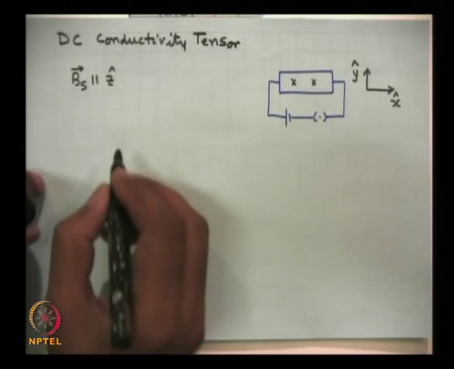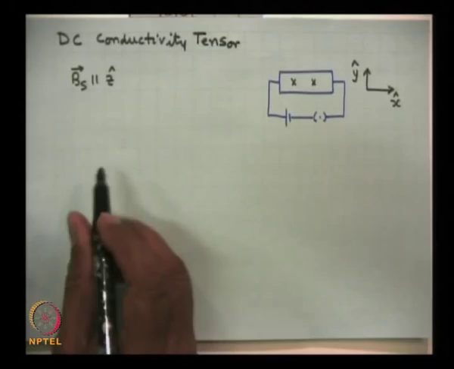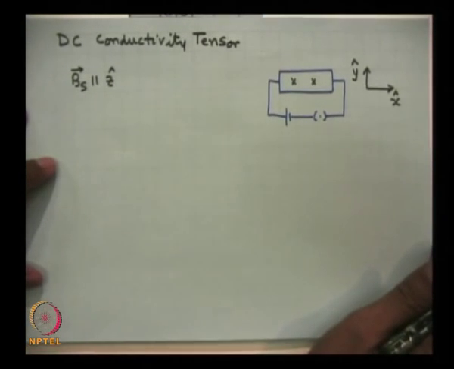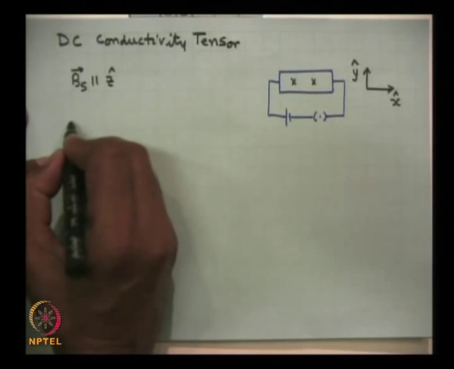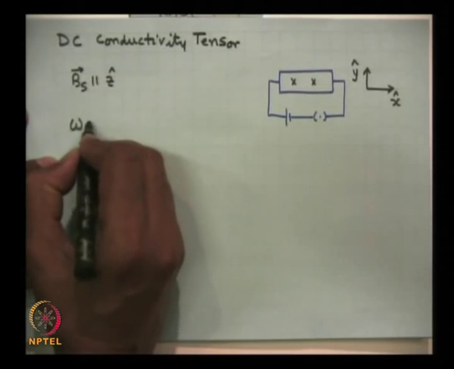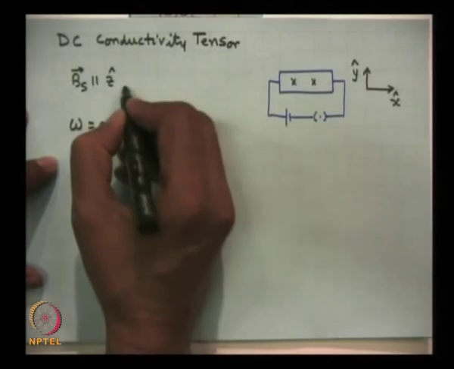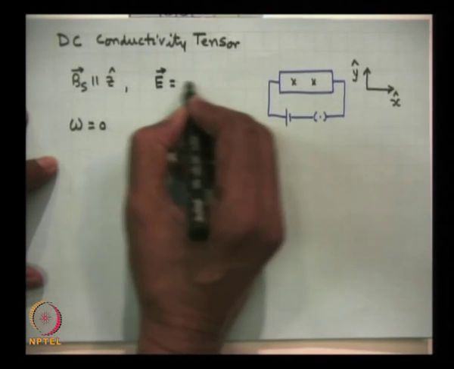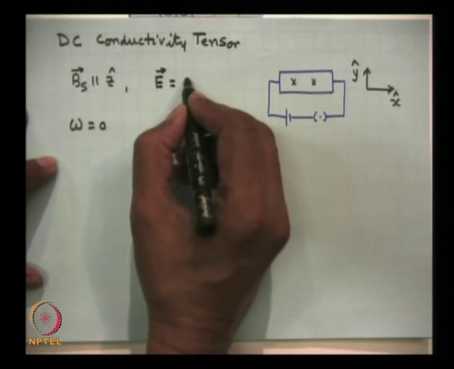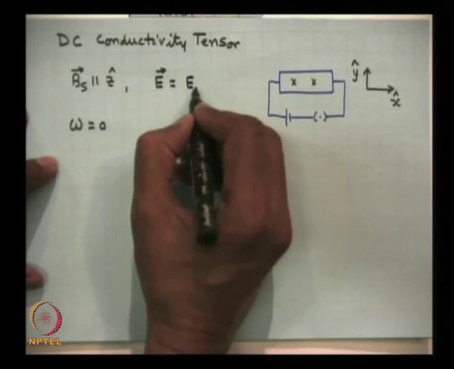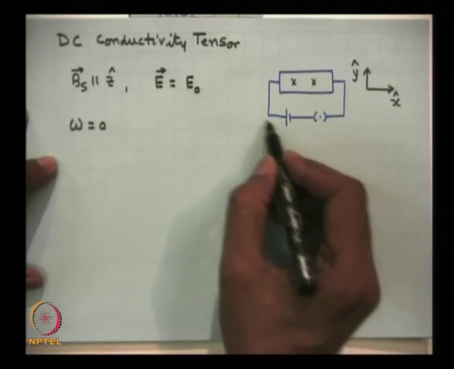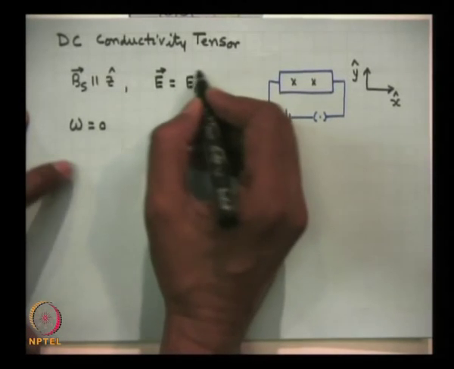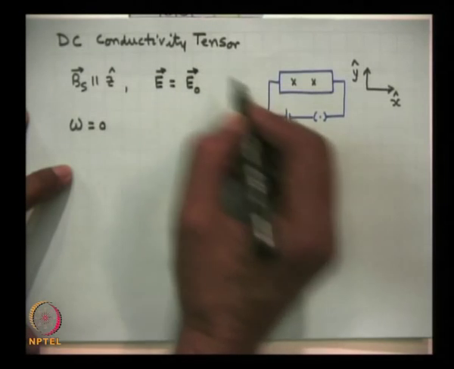Let us see what it tells us. In this case, if I put omega equal to 0 in the expression for conductivity, then my electric field becomes simply E0, the DC electric field. Here initially I apply the electric field in the x direction. Let us see what happens. Certainly, I am not having any E_z.